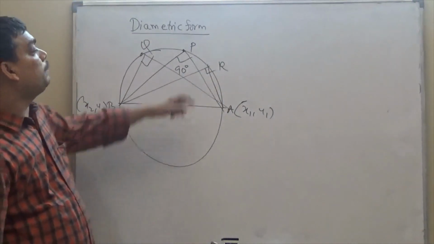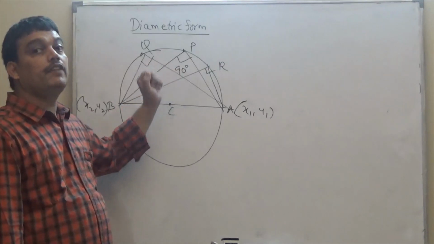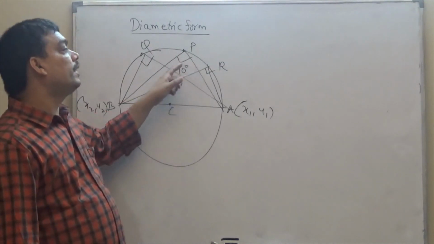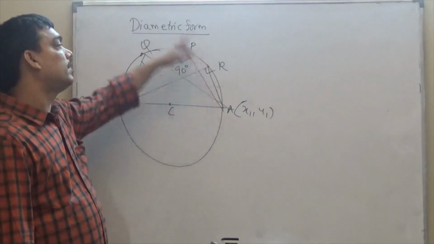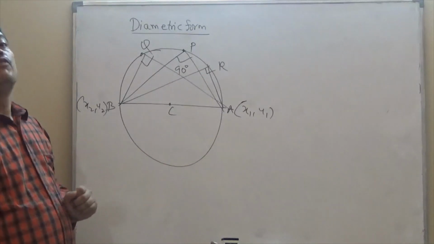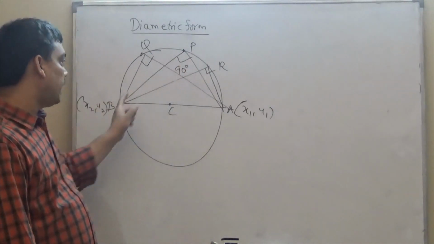Since every point on the circle satisfies the condition that this angle is 90 degrees, if we find the locus of P using the condition that this angle is 90 degrees, we are going to get the locus as the circle. So to find the equation of the circle, what are we supposed to do? Find the locus of the point P using the condition that angle APB is 90 degrees.